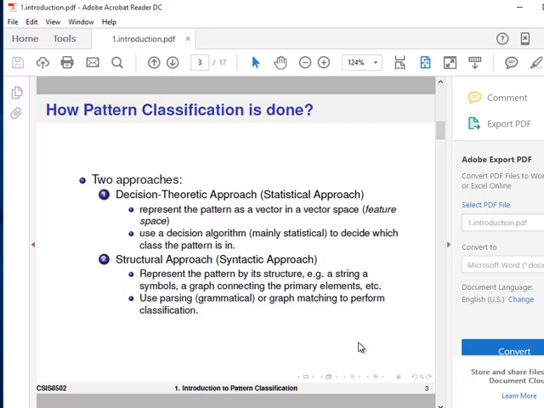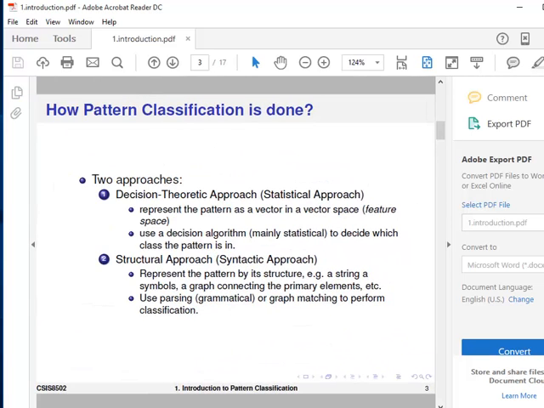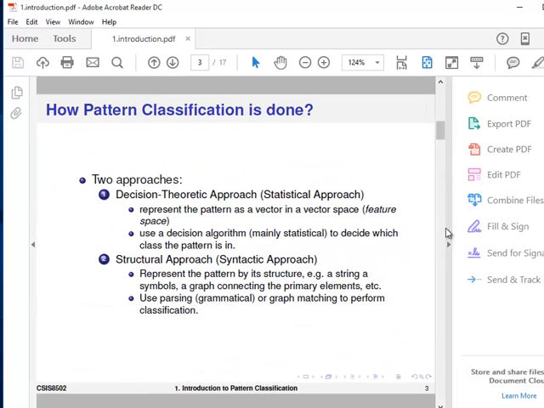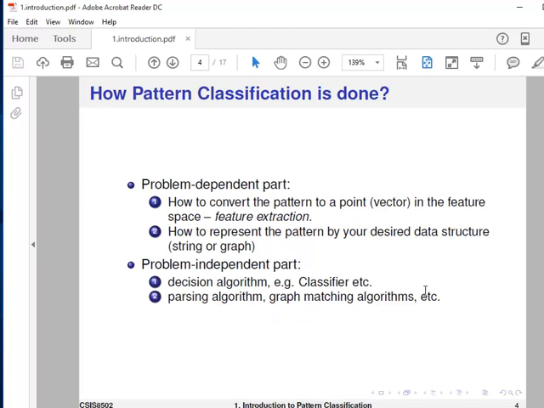The second one is called the structural approach. This particular approach represents the pattern by structure. We'll come to that later, in the second segment of this particular lecture.